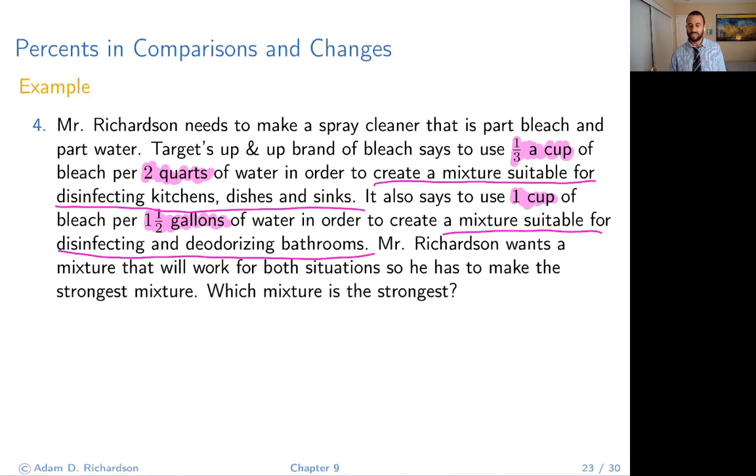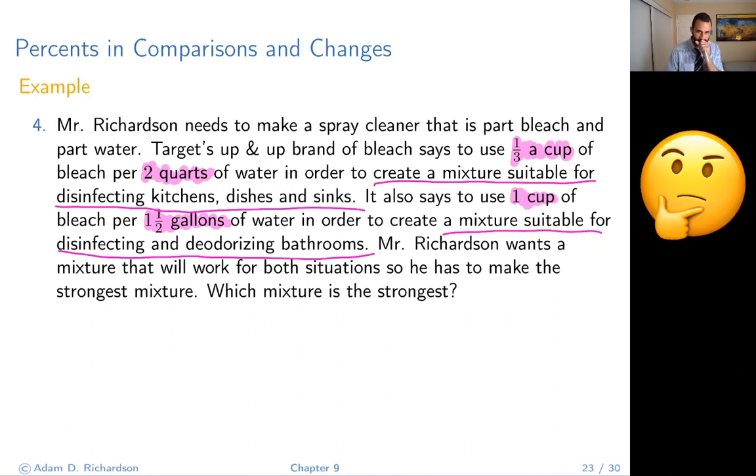So, what I needed to do is figure out which one was stronger. Which mix is a stronger mix, right? So, which is the strongest? Think about it for a minute and see if you could work it out. Okay? Now try to write some things down. See if you can calculate it yourself.